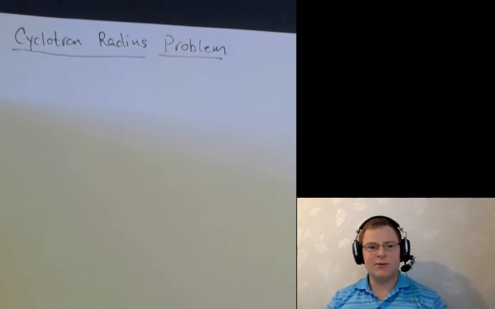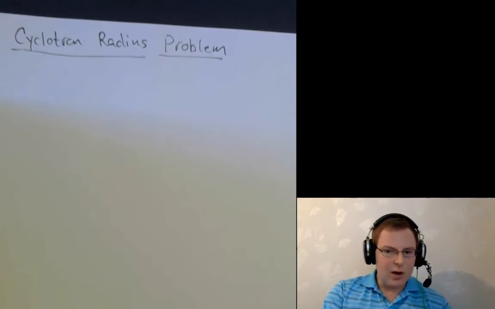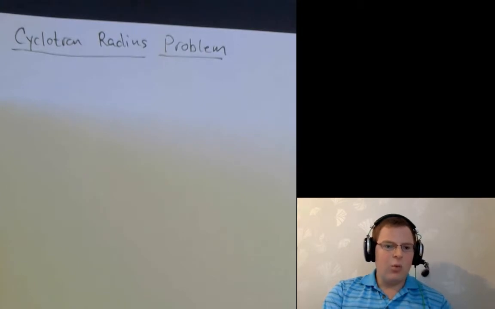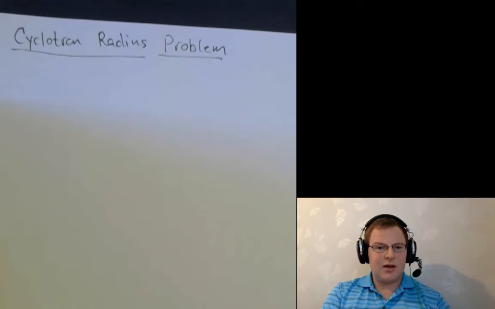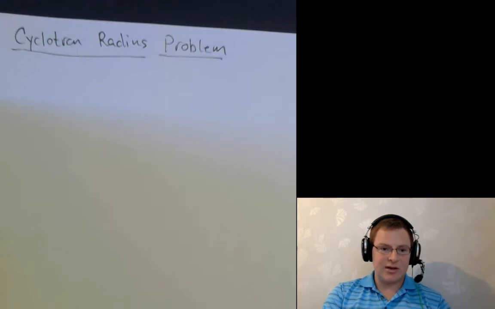So here goes. The question was, why does the increase in radius of a particle's path in a cyclotron decrease as the radius gets larger? It's a really nice diagram. I'm really thankful I don't have to draw that because my drawing is absolutely terrible.